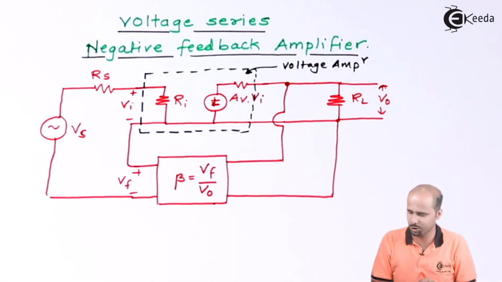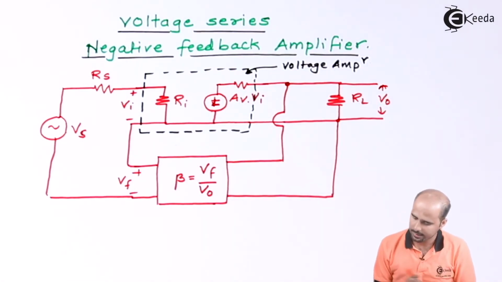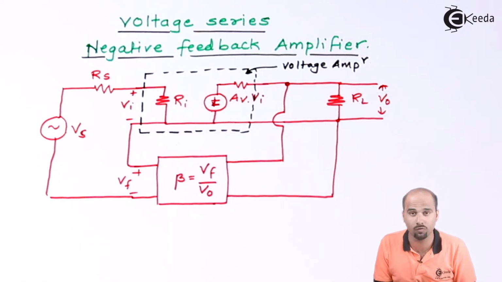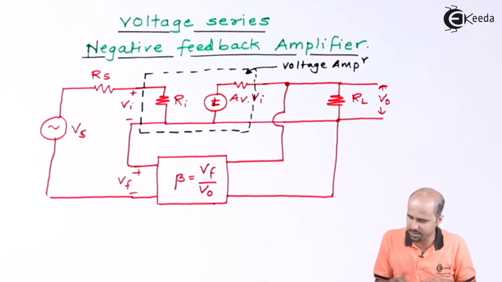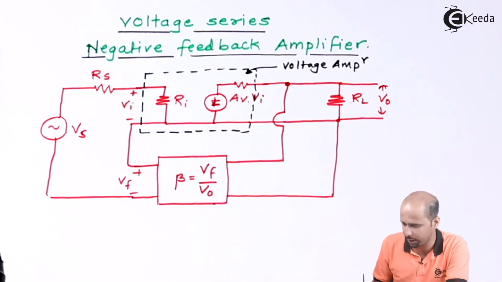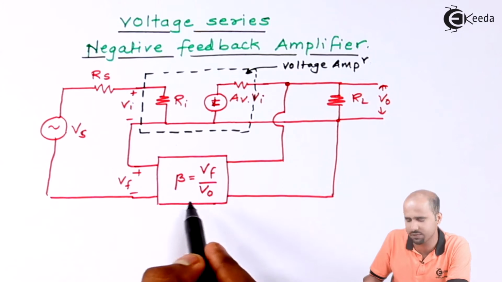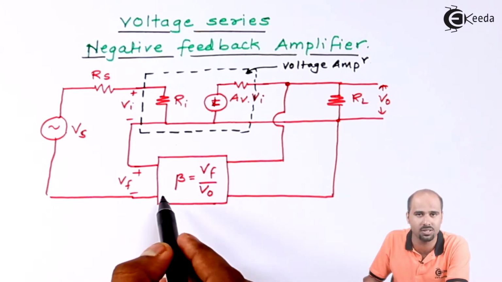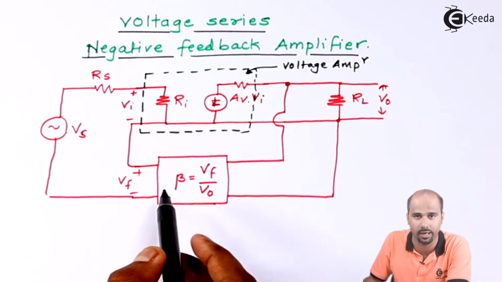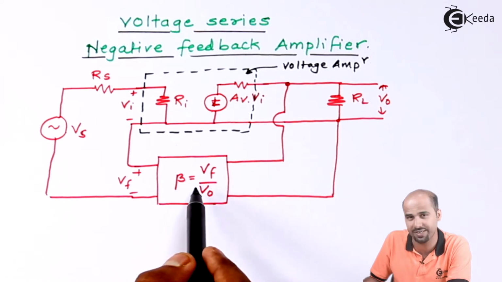This is the configuration where the voltage amplifier is nothing but the forward amplifier, which we generally say has gain A. So this can be represented with the box of A. And this is represented with the box of B, where B is nothing but the feedback gain. So it is also called the feedback factor.